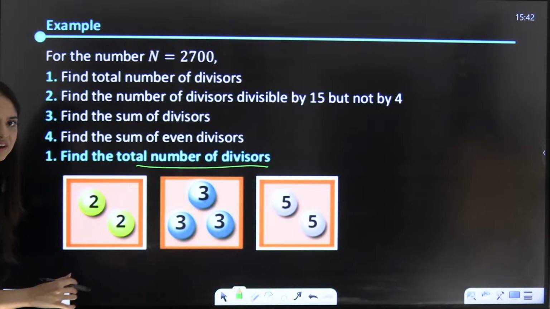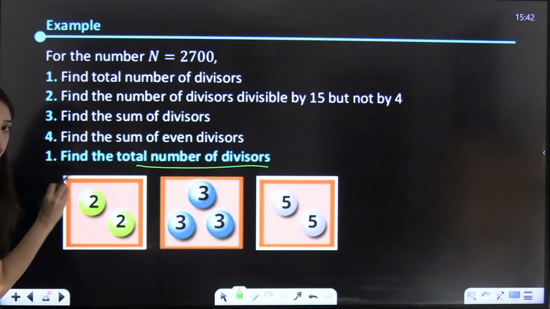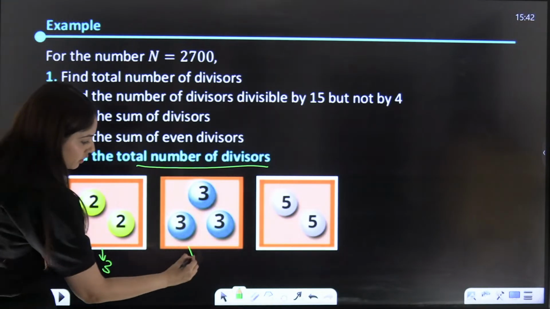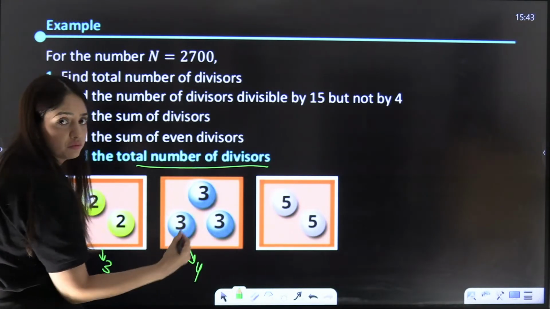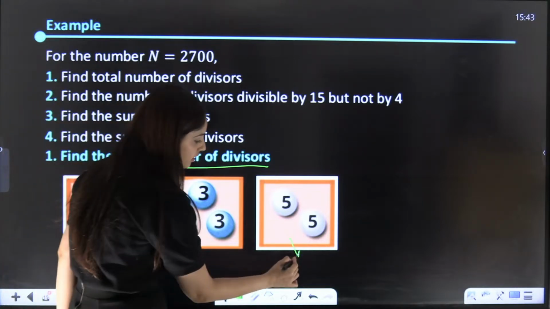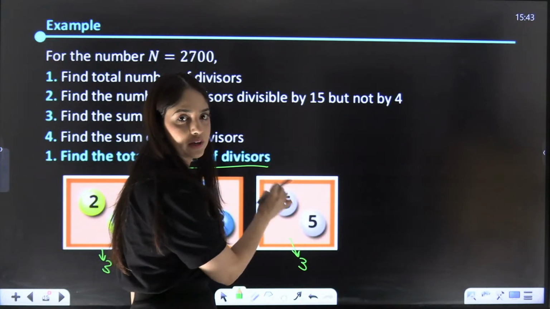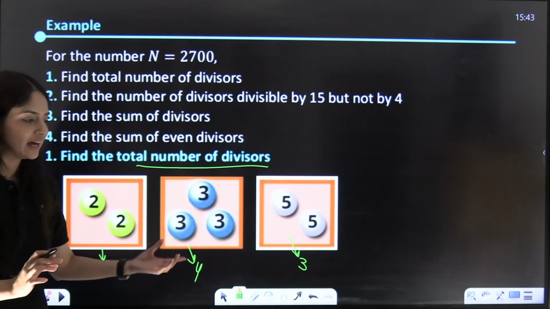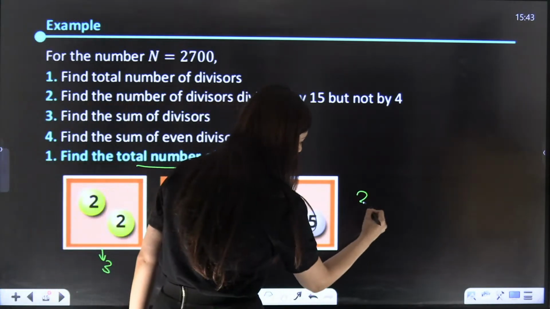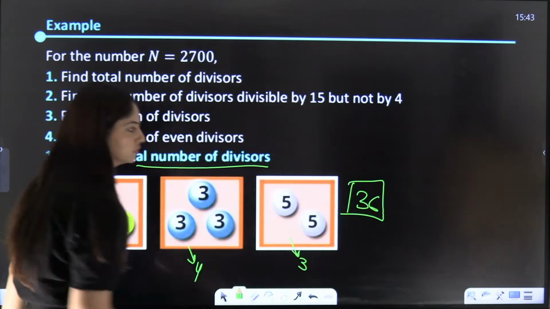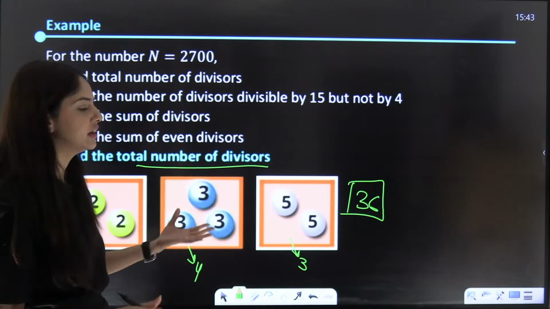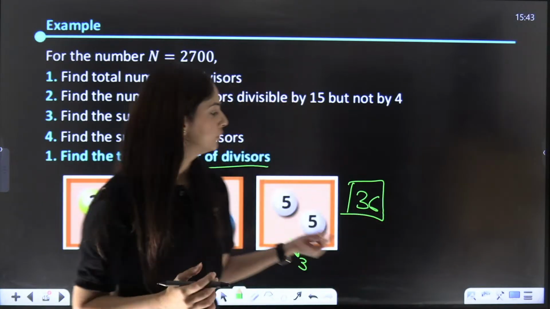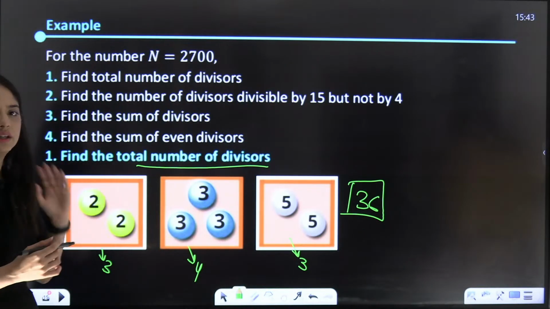Total number of divisors, this is simple. We have 3 options. We have 2 2s, so we have 3 options for 2, 4 options, 3 plus 1, 4 options for 3, and 3 options for 5, 2 plus 1, 3. So in total we have 3 into 4 into 3, that is 36. Total number of divisors. When nothing else is mentioned, then we are also counting 1, we are also counting the number itself. So total number of divisors comes out to be 36.